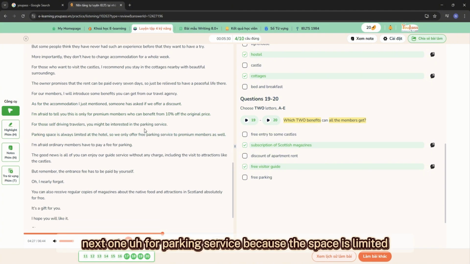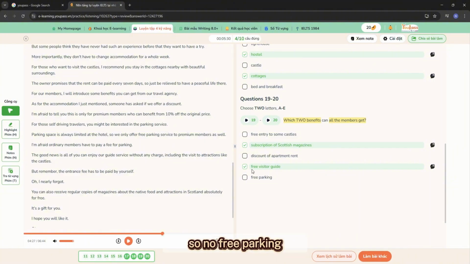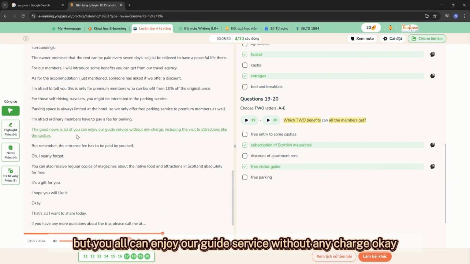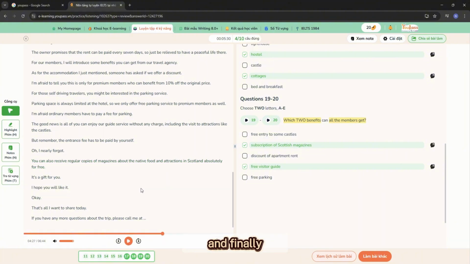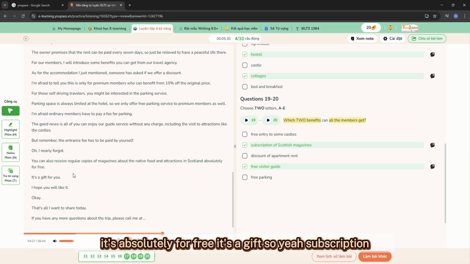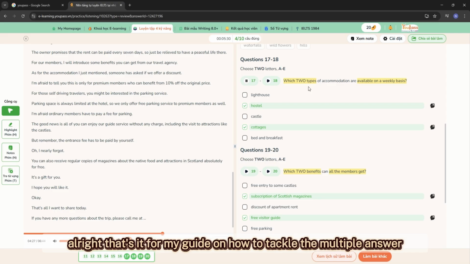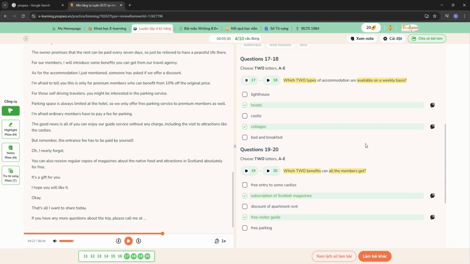Next one, for parking service, because the space is limited, you can only offer free parking for premium members. So no free parking, but you all can enjoy our guide service without any charge. Okay, so yeah, free visitor guide. And finally, you can also receive regular copies of the magazine of Scotland. It's absolutely free. It's a gift. So yeah, subscription. All right, that's it for my guide on how to tackle the multiple answer type of question.